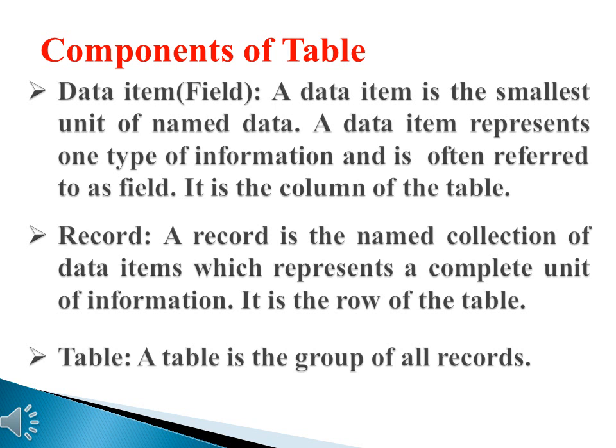Next is a record. A record is a named collection of data items which represents a complete unit of information, and the data is related to each other. Generally, we can say a single row of the table is known as the record. In this, the details of all the columns are related to each other. The last one is the table, which we have already discussed. A table is the group of all records.